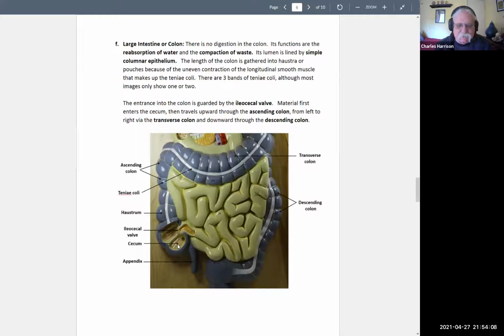Consider the first part of the colon is this sac down at the bottom here as we stand up. This is the cecum, and coming off of it is the appendix. Some people think the appendix is a vestigial organ. In other words, it's evolving out. We don't need it anymore. We may have needed it in the past. Most people don't have any use for it.